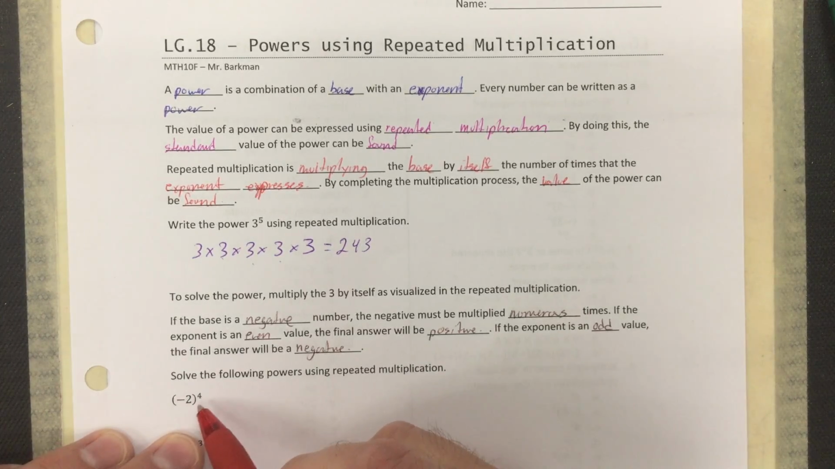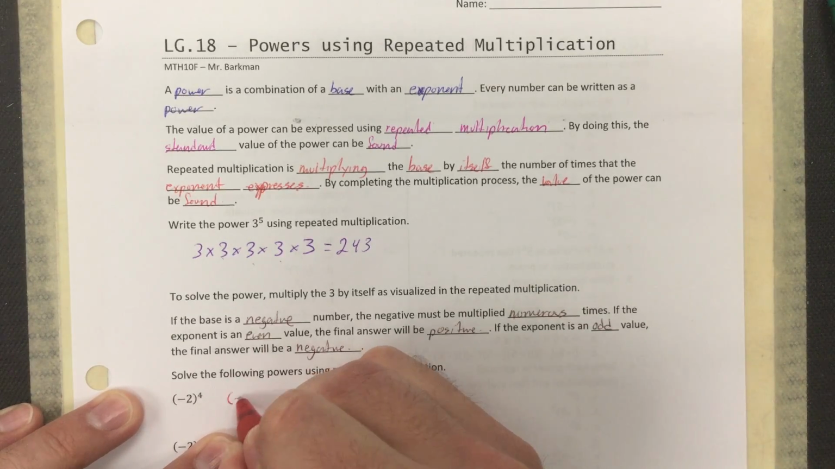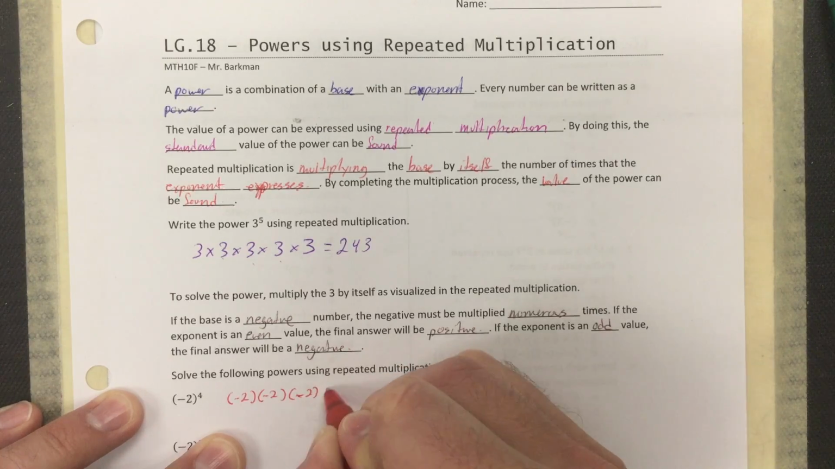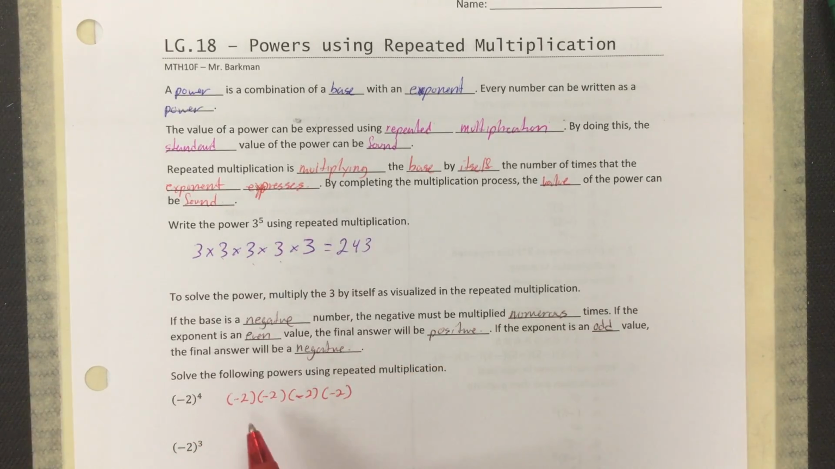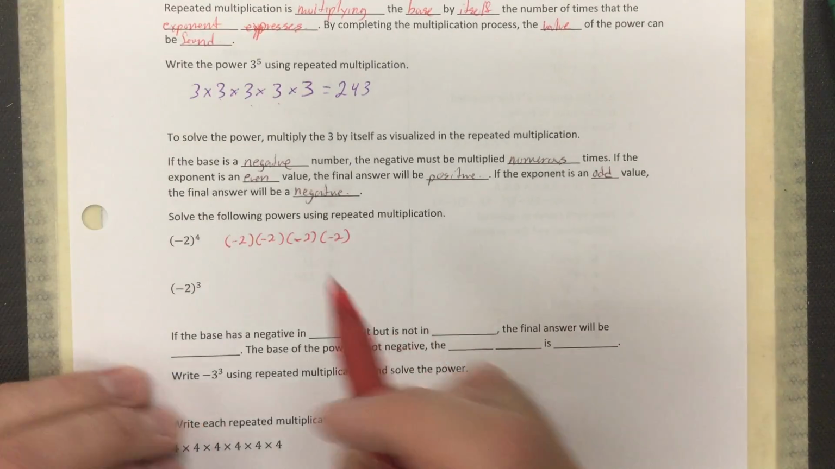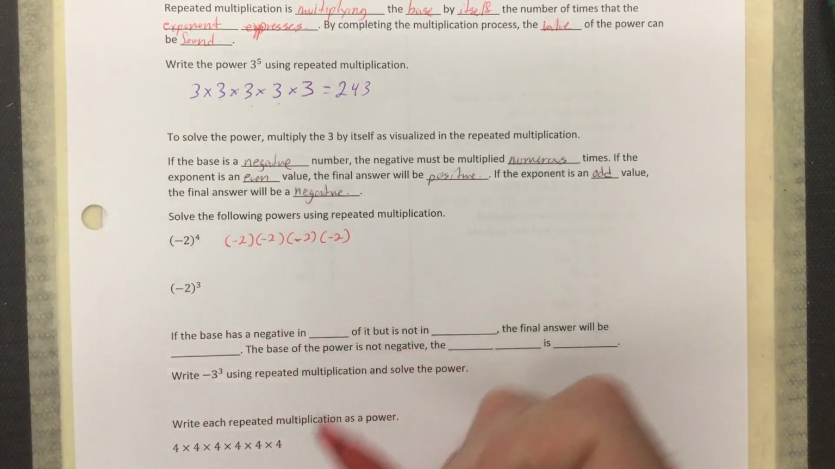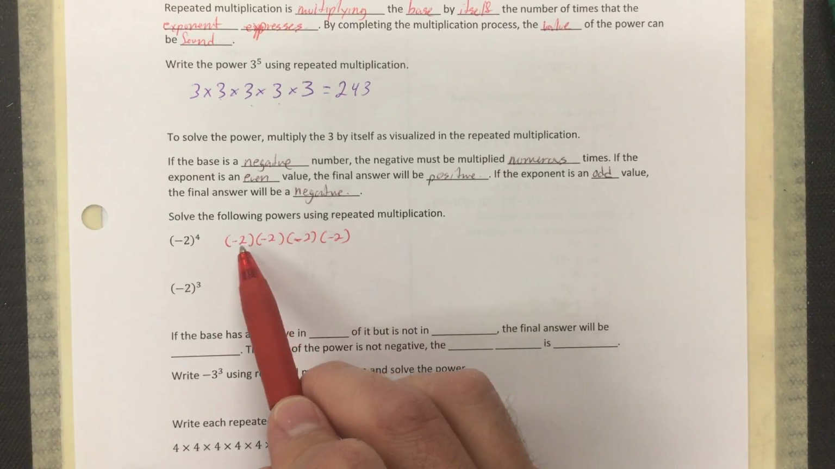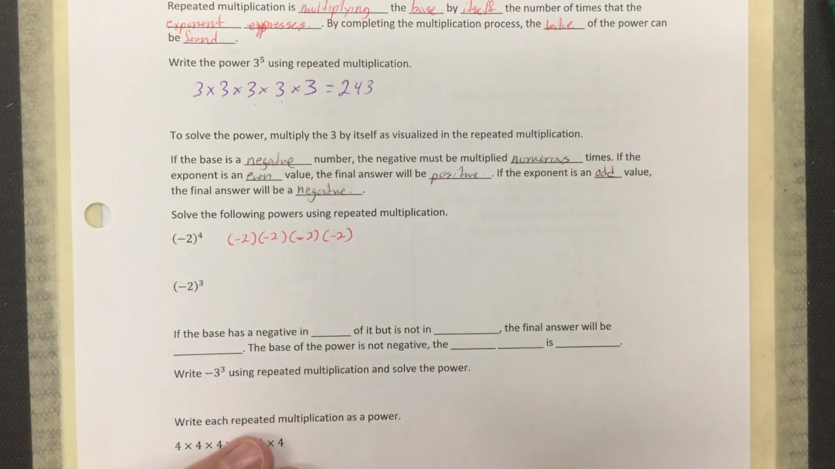So negative 2 to the power of 4. This is negative 2 times negative 2 times negative 2 times negative 2. Now you'll notice here I didn't put the multiplying sign in there. We don't need it if we have brackets. We can just put the brackets side by side. You could put it in there if you'd like, you can gladly do that, but you don't have to. You can just write it out in the brackets there.